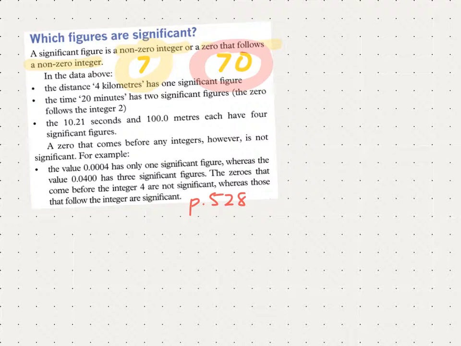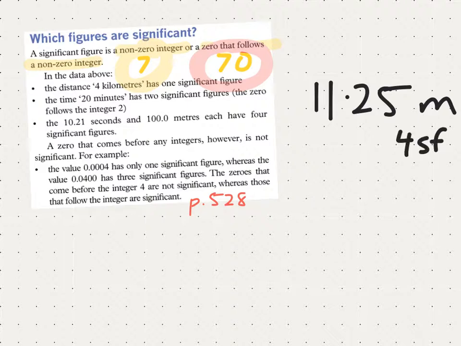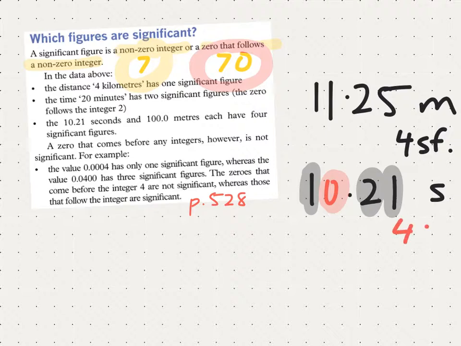Now let's extend that to decimal places. So for instance, 11.25 meters, that's all non-zeros, so that's 4 significant figures. But if it's 10.21 seconds in the example, these ones here are non-zero, 1, 2, 3, and this one here is a 0, but it's to the right-hand side, so that actually counts as significant. So that is also 4 significant figures.